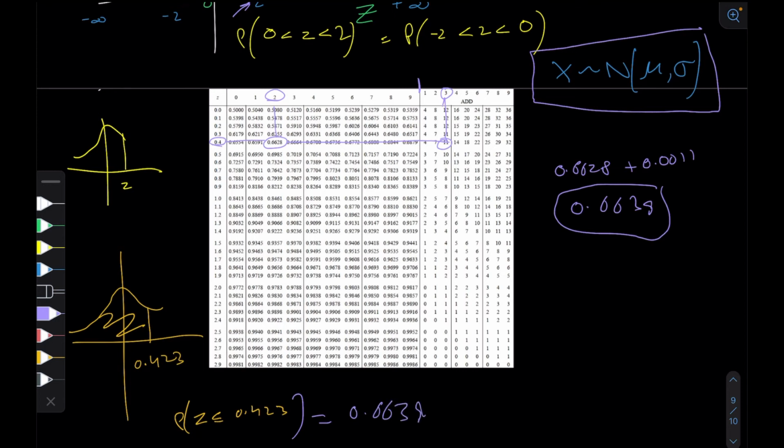So all I did was first look at my first decimal place and then the second decimal place and see where they intersect, then look at the third decimal place and the first decimal place and see where they intersect, and then add them up.